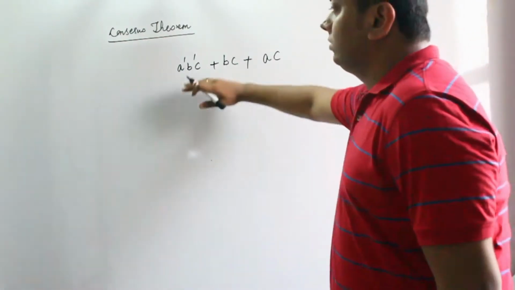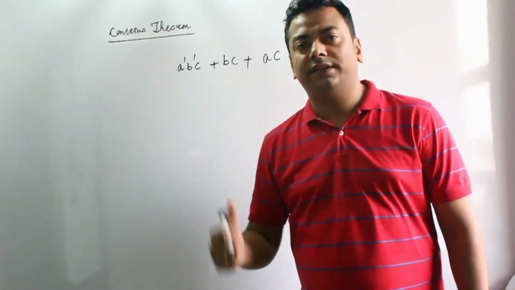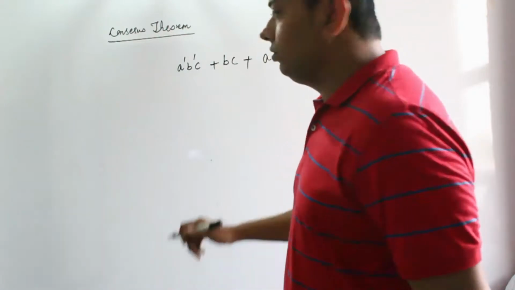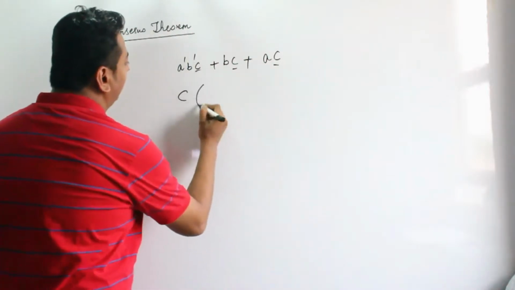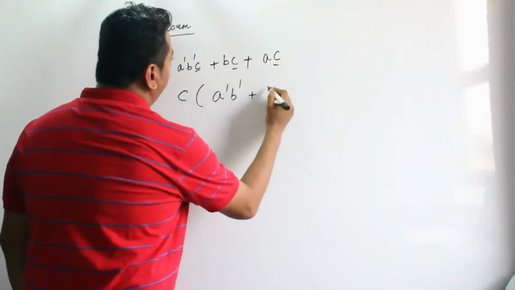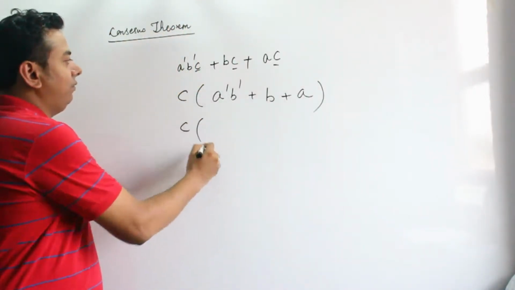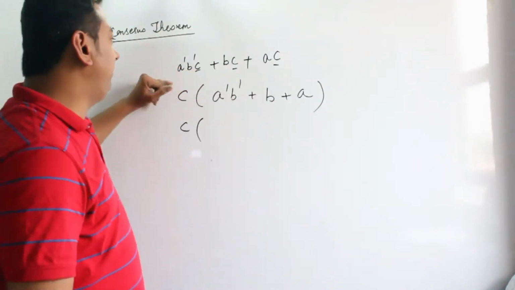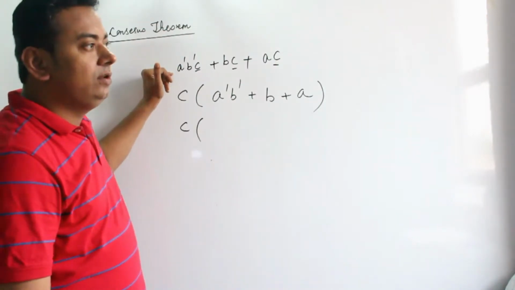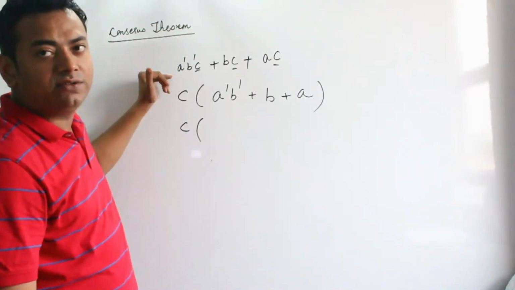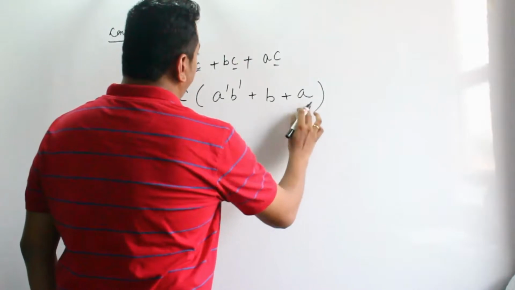Okay, so this is the problem given. Now pause the video and then try to solve it. Okay, so now take the C common, A bar B bar plus B plus A, right? Why are we simplifying? We are simplifying because we want to have fewer literals and fewer gates, so that the cost will be minimum when we design the circuit. Okay, so A bar B bar plus B plus A.